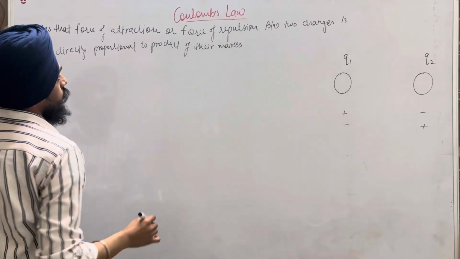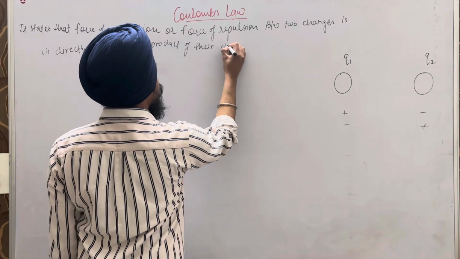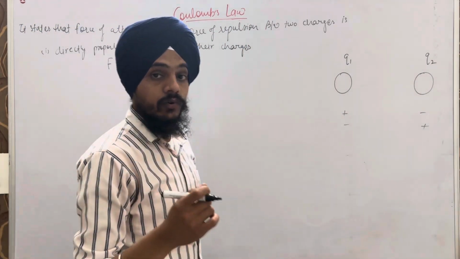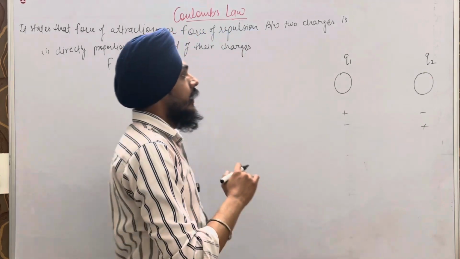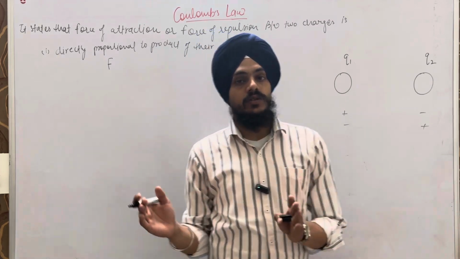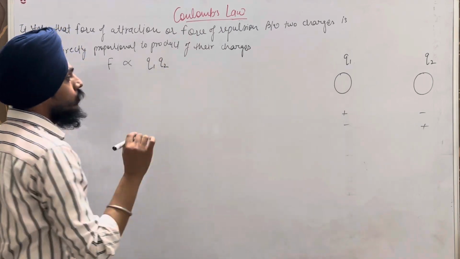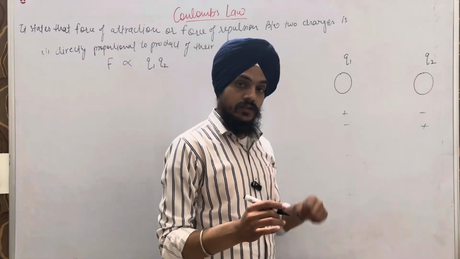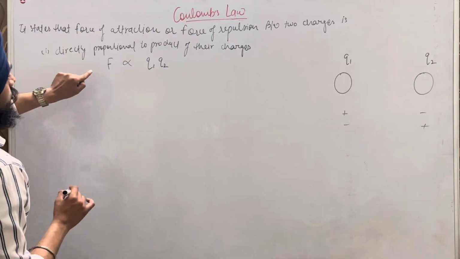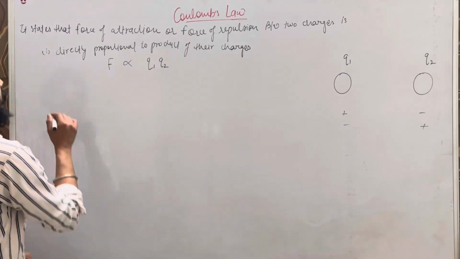So mathematically, let F be the force of attraction or force of repulsion, or Coulomb's force. It is directly proportional to Q1 and Q2. Q1 is the magnitude of the charge on the first body. Q2 is the magnitude of charge on the second body. So force F is directly proportional to the product of their charges. This is the first point.